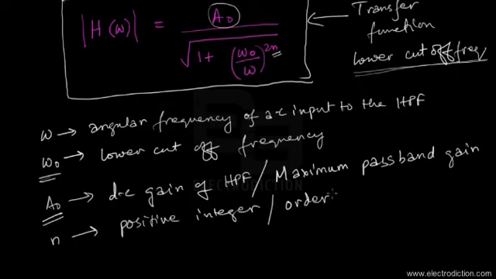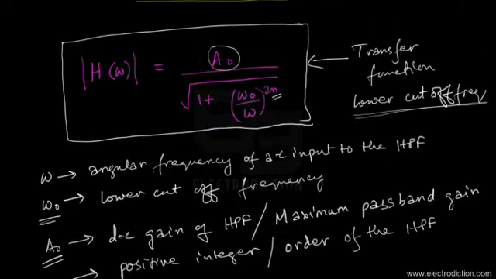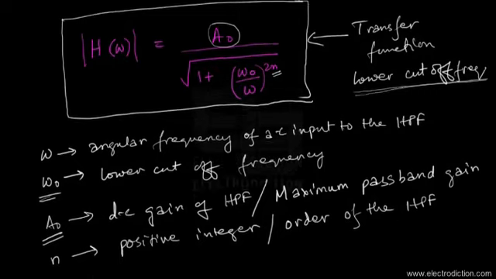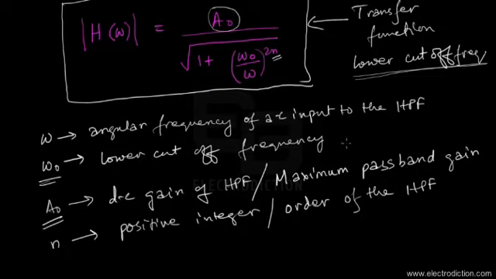Okay, so this basically refers to the order of the corresponding HPF, that's the high pass filter. So it basically determines the order. Now the question is, how does the order affect this particular transfer function expression that we have over here? In order to know that, we first have to go through its frequency response.